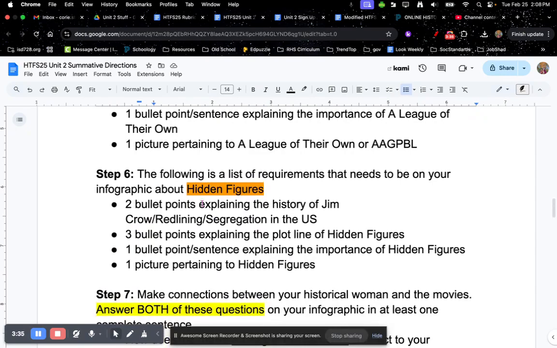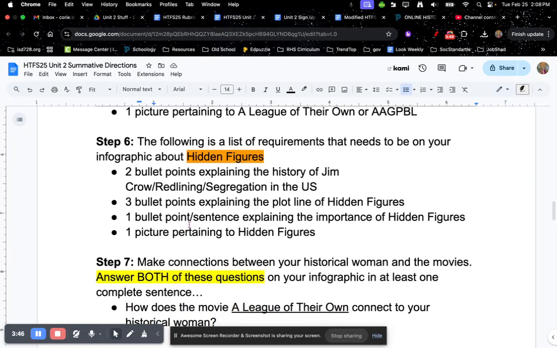Step 6, the following is a list of requirements that needs to be on your infographic about Hidden Figures. 2 bullet points explaining the history of Jim Crow, redlining, and segregation in the U.S. 3 bullet points explaining the plotline of Hidden Figures.